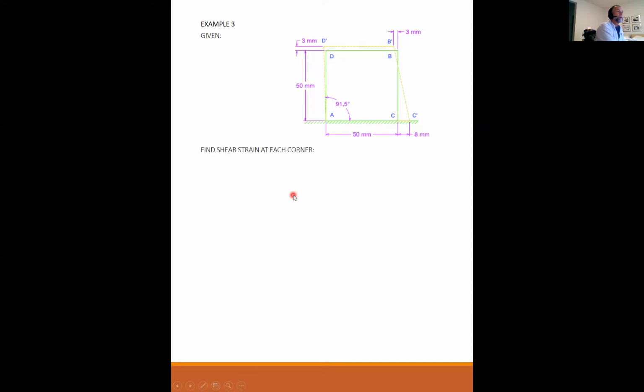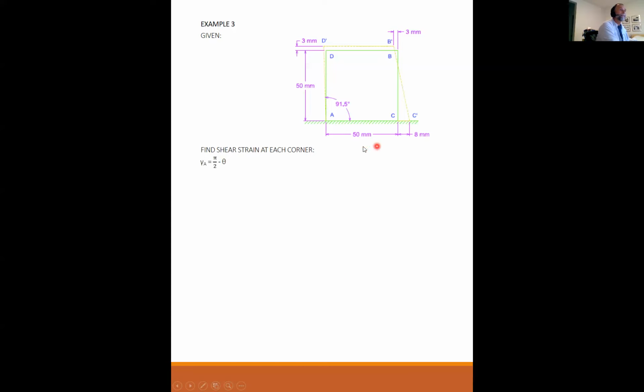And what we want is to find the shear strain at each corner. You can see these angles are different at each corner, so you're going to get a possibly different shear strain at each corner. So let's start with A, the corner at A, and let's find the shear strain at A.